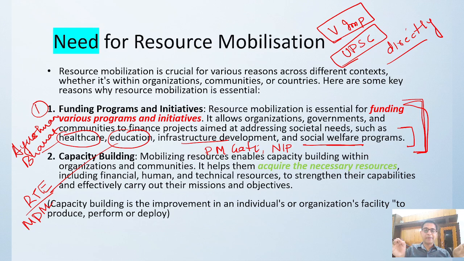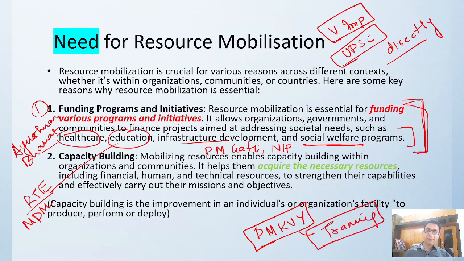Then capacity building. We want to enhance the capacity of our people and of our communities. If we want to enhance the capacity, we have to provide them with training. Training will be provided only when we mobilize the resources. Once the resources are given, only then are we able to add to the capacity. Like Pradhan Mantri Kaushal Vikas Yojana, where the government is providing training to students. That means somebody has to pay for this training, right? So the government is paying for this training in order to enhance the capacity of the students, so that they become employable.